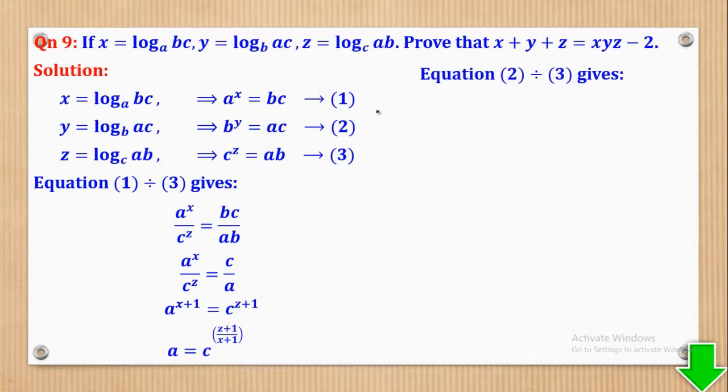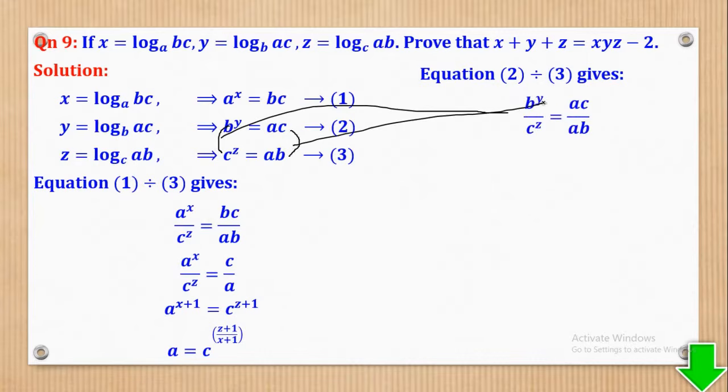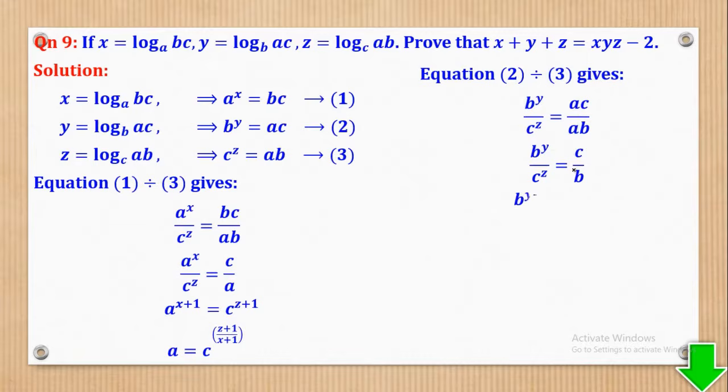Now when I divide equation 2 by 3, this divide by this, I'll come up with this, and this divide by this, I'll come up with that. So in this case, a is common, so I remain with b over c. And when I cross multiply, I come up with b to power y plus 1 equal to c to power z plus 1. Then make b the subject, it will become c to power z plus 1 over y plus 1.